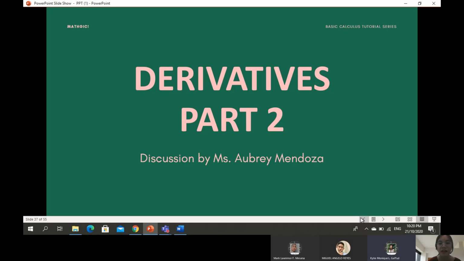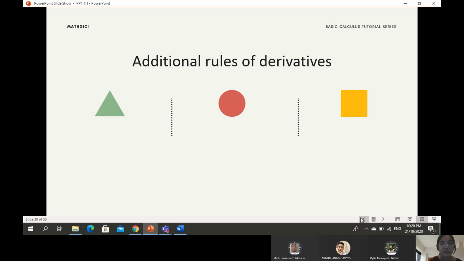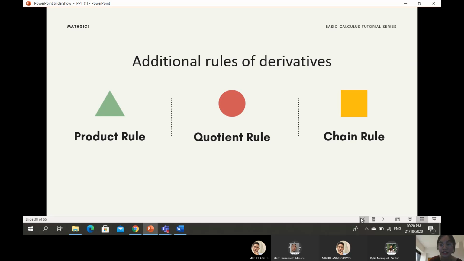So hi, I'm Aubrey, and I'll be discussing derivatives part 2. So excluding the 5 basic rules of derivatives, there are still 3 additional rules left, and these are product rule, quotient rule, and lastly, the chain rule.